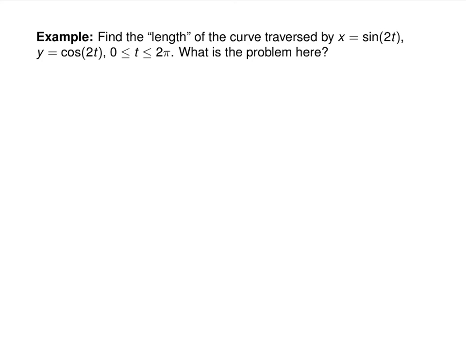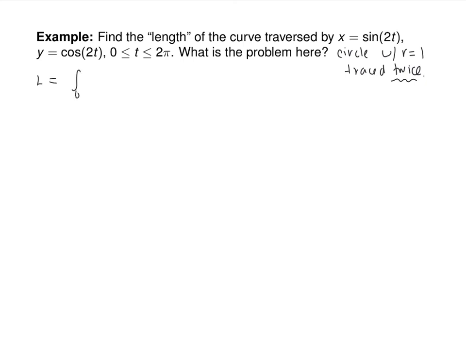So let's do this one more time. What is the length of the curve traversed by x equals sine 2t, y equals cosine 2t from 0 to 2 pi? So remember here, this was a circle with r equal to 1 traced twice. We did this in an earlier lesson. So let's see what happens when we try to find the arc length using these equations.